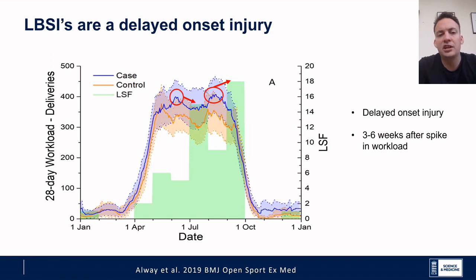What we were also curious about was that there was this delay between the spike in workload and the injury actually manifesting. So there's typically a 3 to 6 week delay between a spike in workload and the injury actually manifesting, which maybe gives us a window of opportunity to work in to prevent the injury from happening.